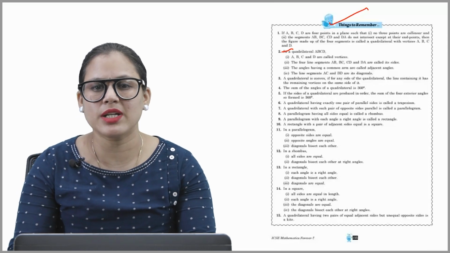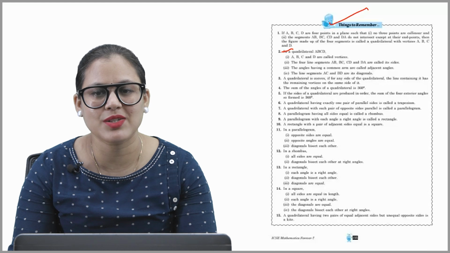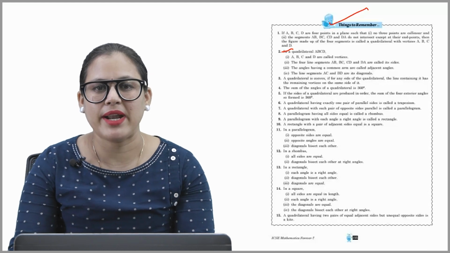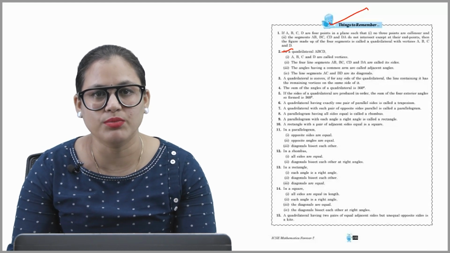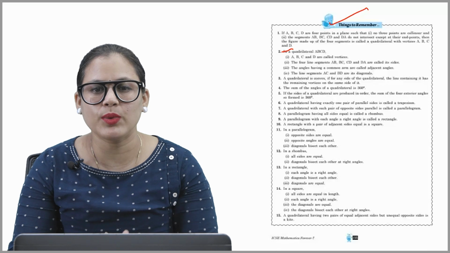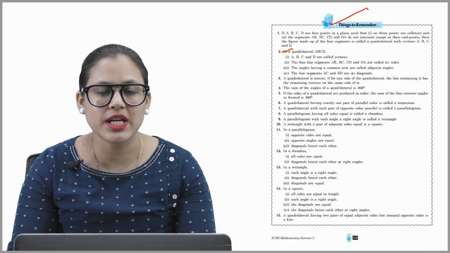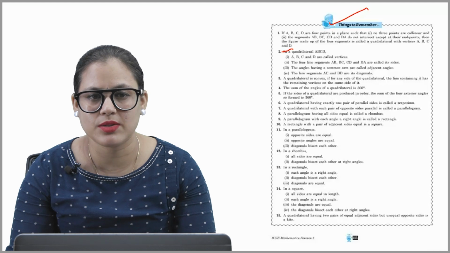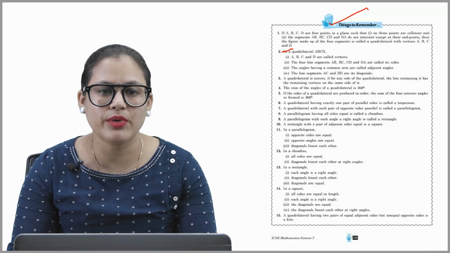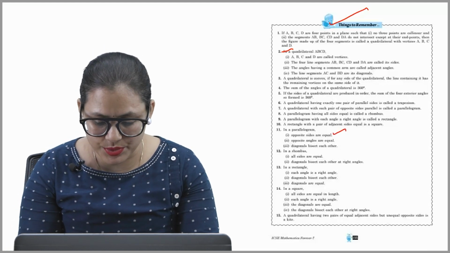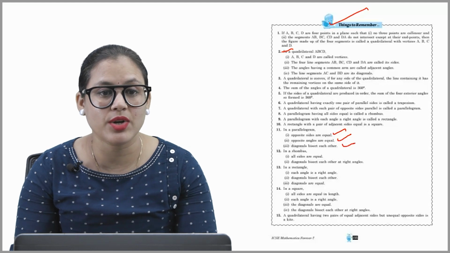7, a quadrilateral with each pair of opposite sides parallel is called a parallelogram. 8, a parallelogram having all sides equal is called a rhombus. 9, a parallelogram with each angle a right angle is called a rectangle. 10, a rectangle with a pair of adjacent sides equal is a square. 11, in a parallelogram, opposite sides are equal, opposite angles are equal and diagonals bisect each other.